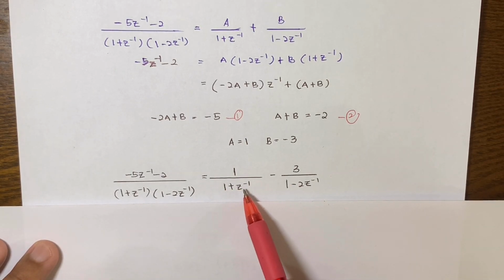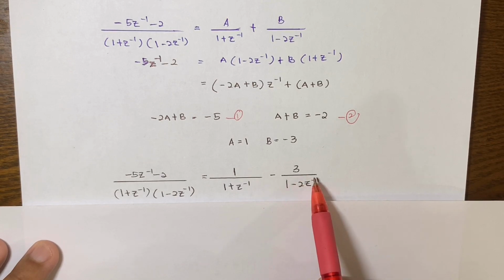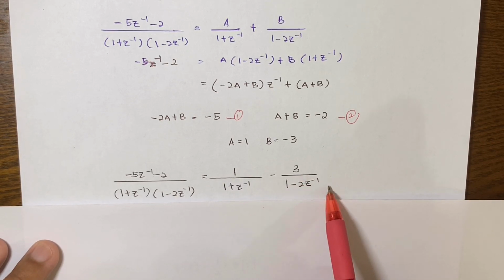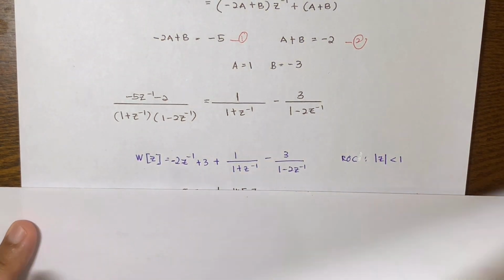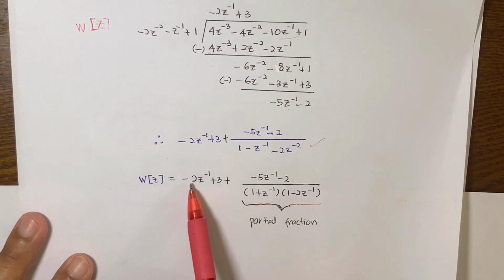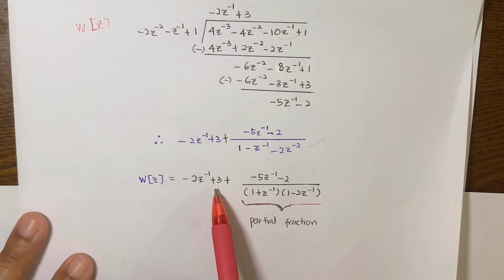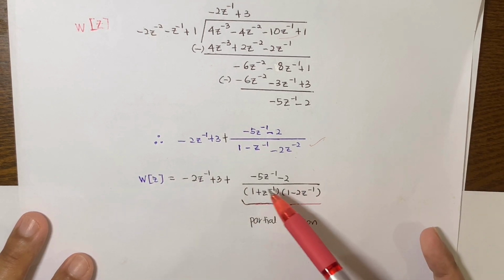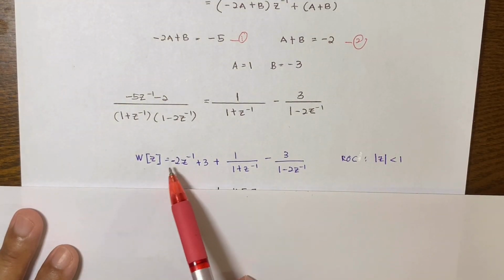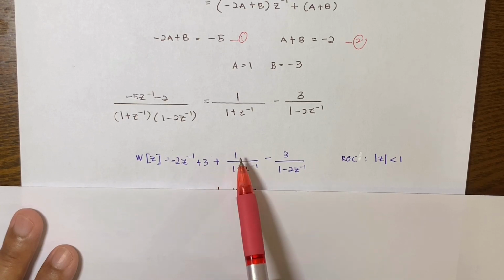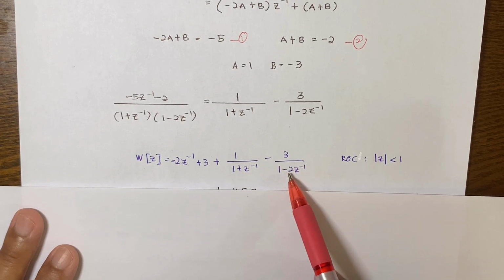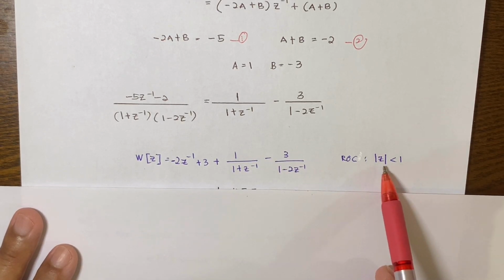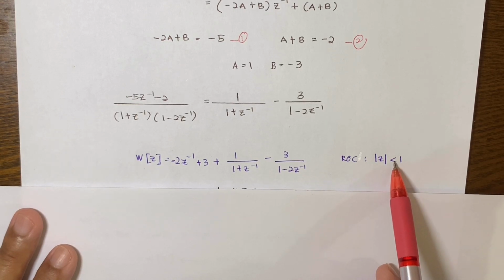1 over 1 plus z to the power of negative 1, minus 3 over 1 minus 2z to the power of negative 1. Okay, and then combine with the previous W(z). This is the W(z) that you got from the previous solution, and then add it with the partial fraction. Okay, you will get negative 2z minus 1 plus 3 plus 1 over 1 plus z to the power of negative 1 minus 3 over 1 minus 2z to the power of negative 1, and the ROC is |z| less than 1.